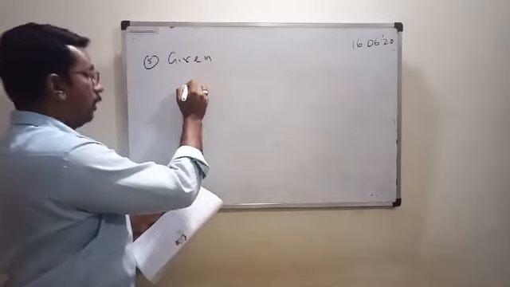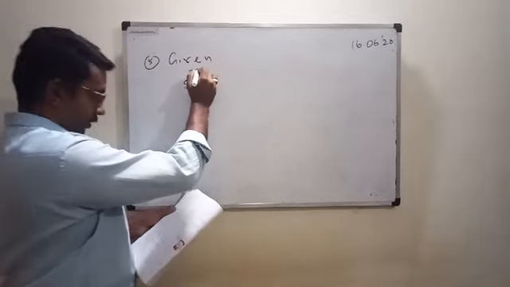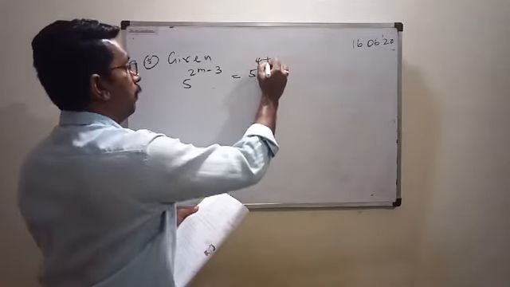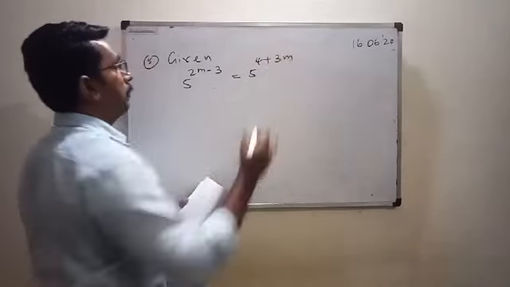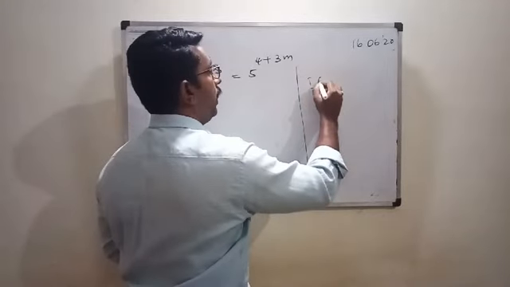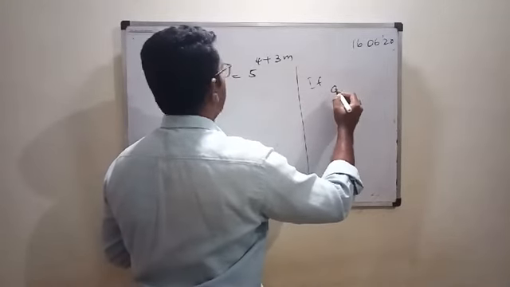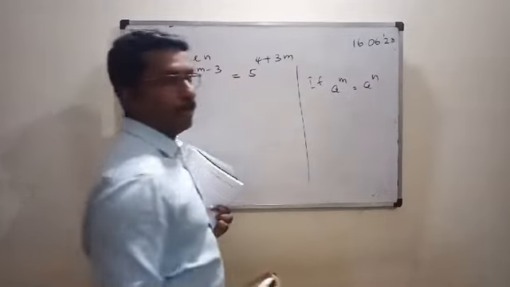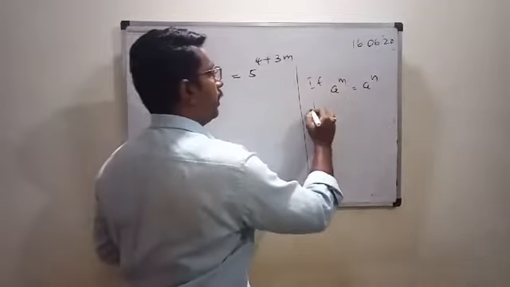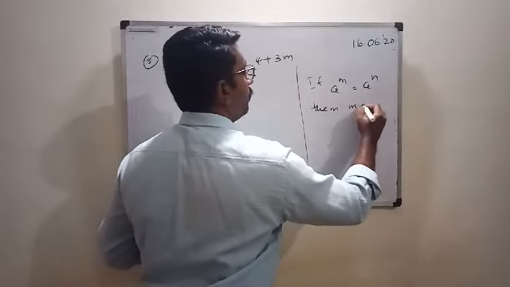Given 5 to the power 2m minus 3 is equal to 5 to the power 4 plus 3m. Before doing this question, I just want to inform you of a very important thing. If a to the power m is equal to a to the power n, then m is equal to n.